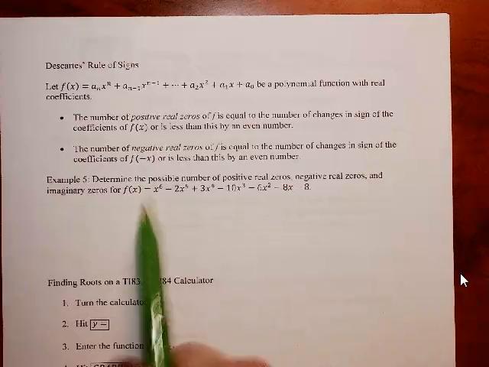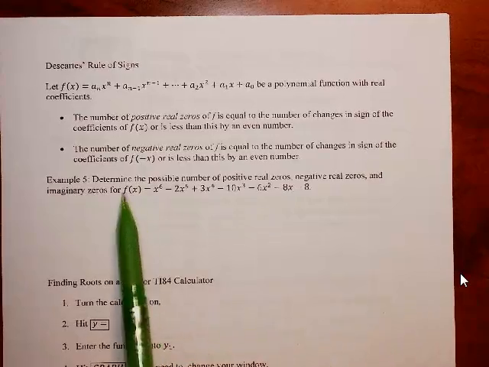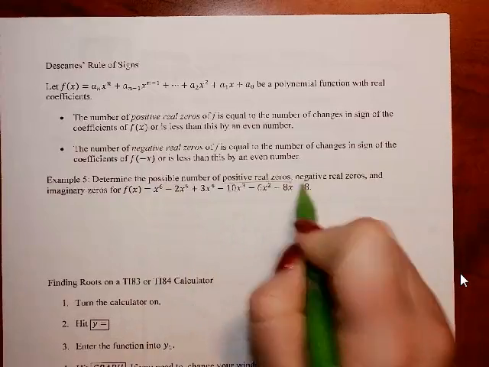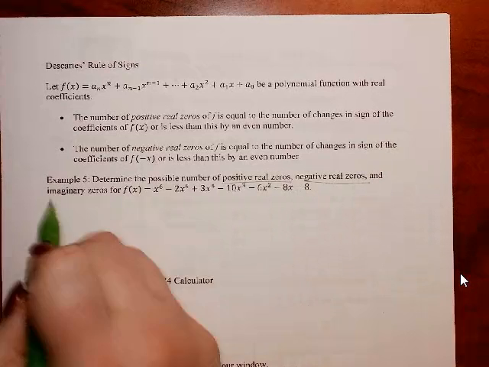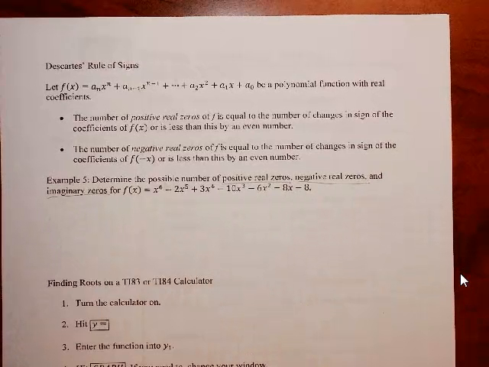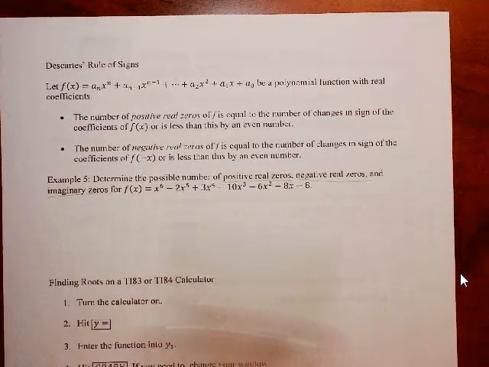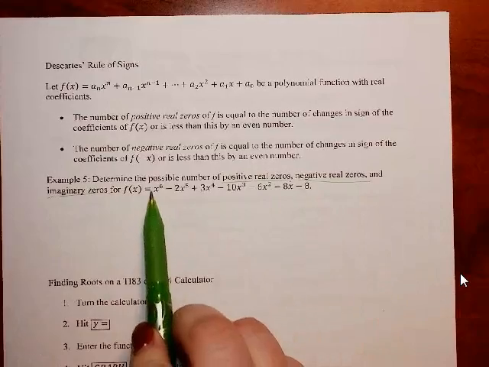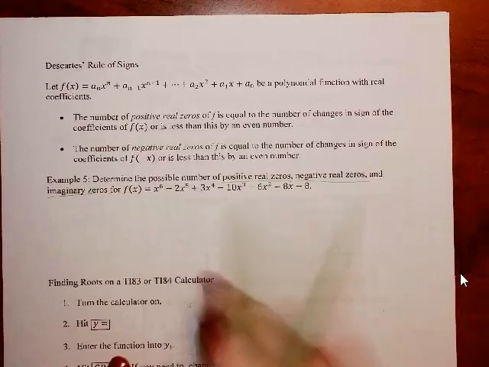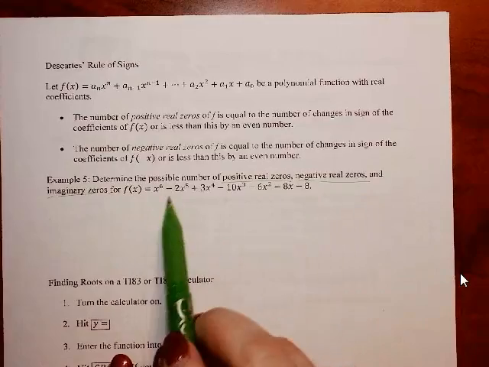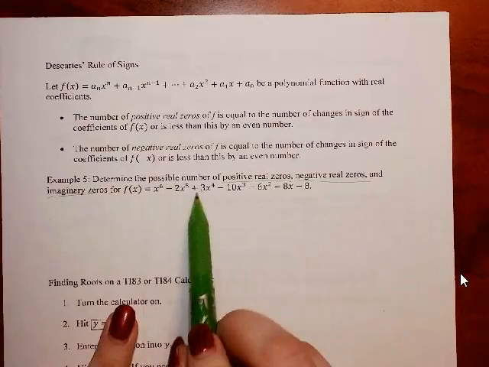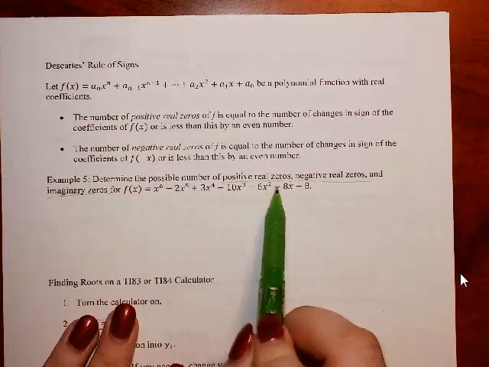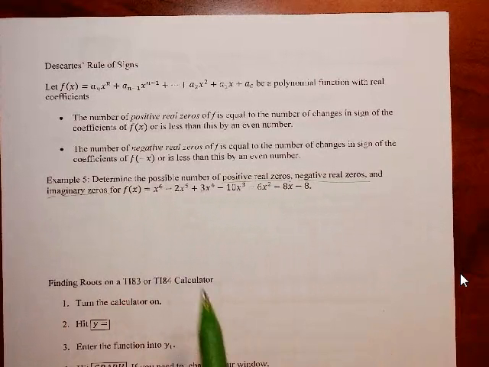For example 5, determine the possible number of positive real numbers, negative real numbers, and imaginary zeros for this function. So, if we count, we have a positive to a negative, so we change once. Then we have a negative to a positive, we change again. We have a positive to a negative, we change a third time, and then it stays negative the rest of the way. So we have 3 sign changes.